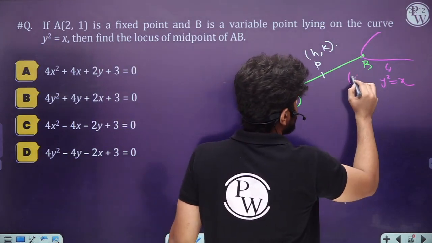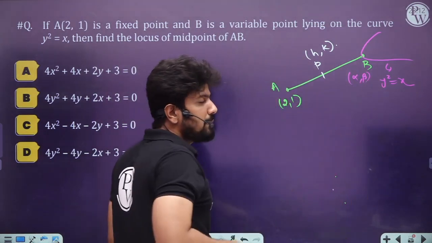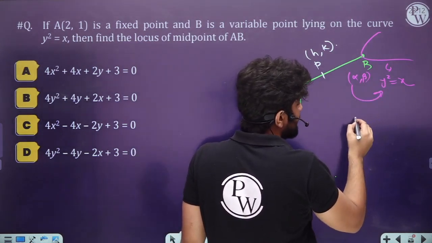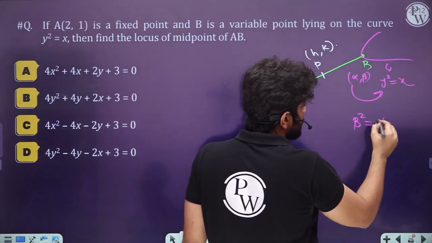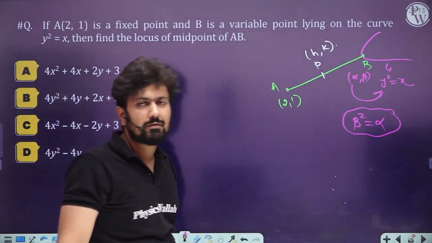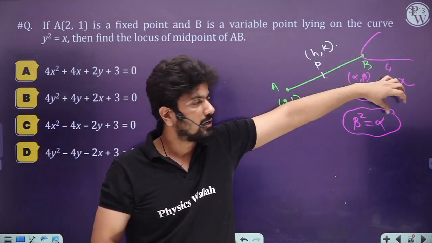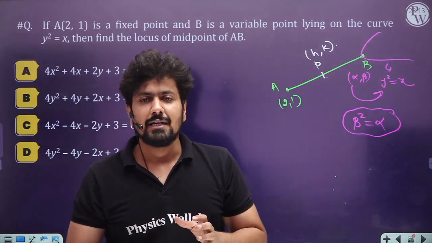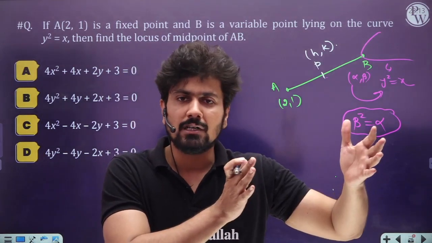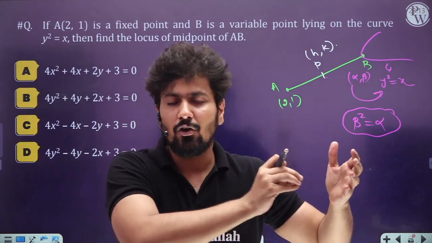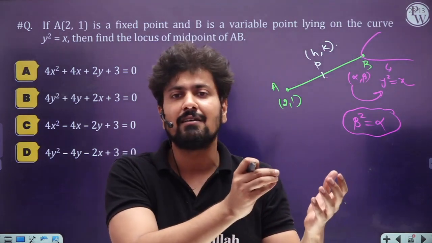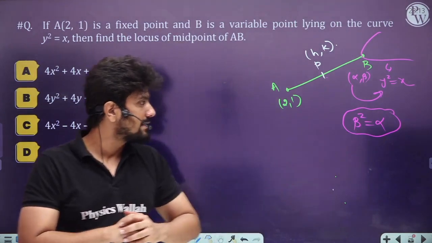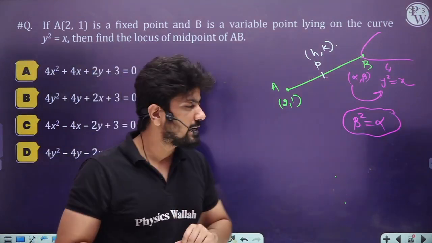Let's consider the coordinates of B as (alpha, beta). And because point B is lying on this curve, it is going to satisfy the equation of this curve. So in place of y, put beta, and in place of x, put alpha: beta square is going to be equal to alpha. If this point lies on this curve, it is going to satisfy the curve. Equation means that if this is the equation of the curve, every point on that curve is going to satisfy it. So beta square is equal to alpha. This is the equation we have in terms of beta and alpha.